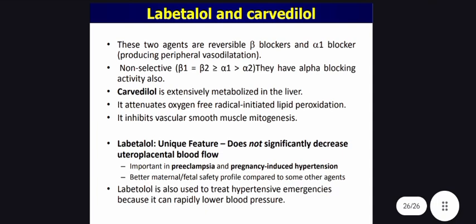Okay, so I want you to know these important terms. They're also useful for heart failure لأنه they attenuate oxygen-free radical lipid peroxidation، يعني بيمنعوا الفري radicals which can damage the heart. بيعملوا inhibition للvascular smooth muscle cell mitogenesis، بيمنعوا الهايبرتروفي بيصير بالهارت بحالة الهارت failure.